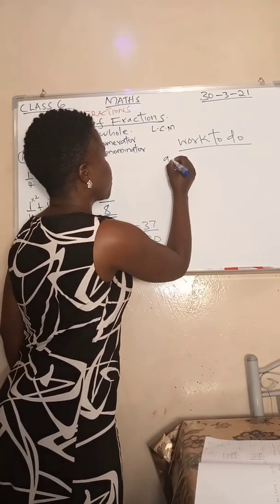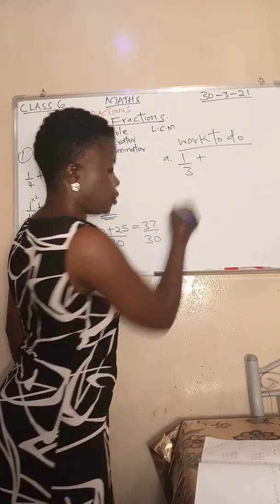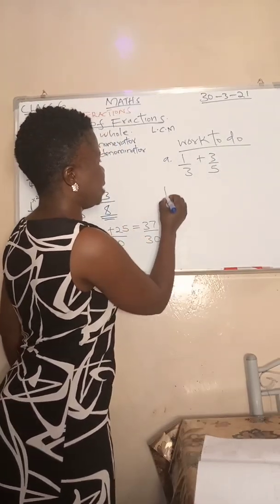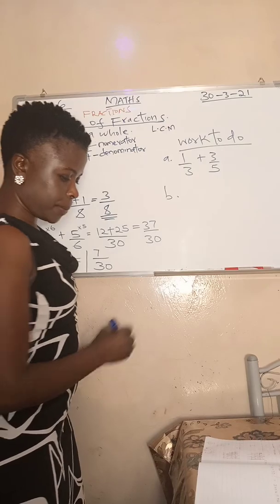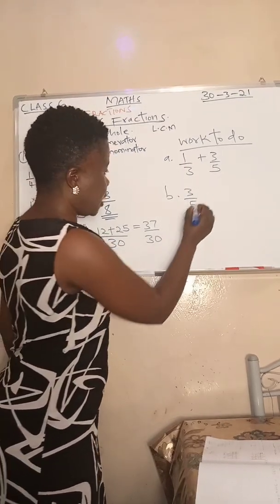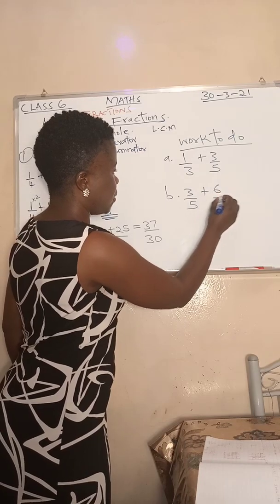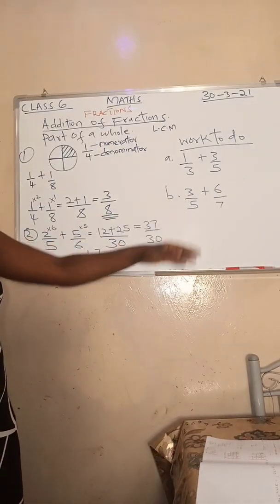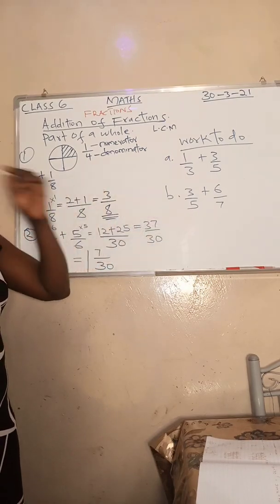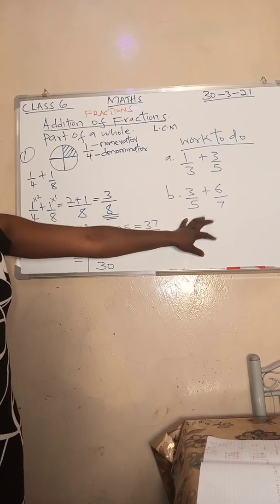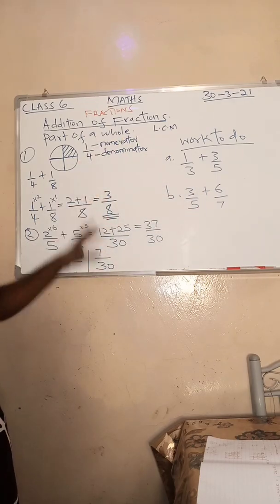So we have 1 out of 3 add to 3 over 5. So that one will help you. And the second one is 3 over 5 plus 6 over 7. Yes. So these two will help you. You can do them. Then you just check your answer. These are a bit simpler, and this is a bit complicated. So these ones are just an example of what I've also given you here.